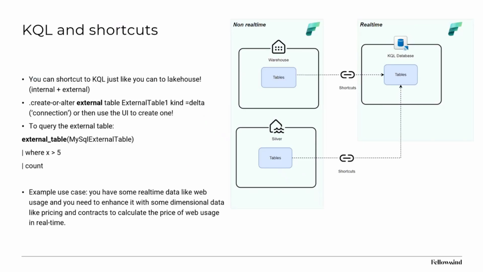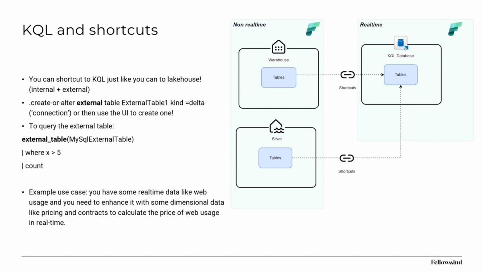And then the last mix and matching, which is KQL and shortcuts. You can shortcut to KQL just like you can to a lakehouse, and you can either do it with the UI, or you can use .create-or-alter external table, and that will create a connection for you. One thing to note is that when you query those external tables, you need to use the external_table function, and that will fetch the data from those shortcuts.